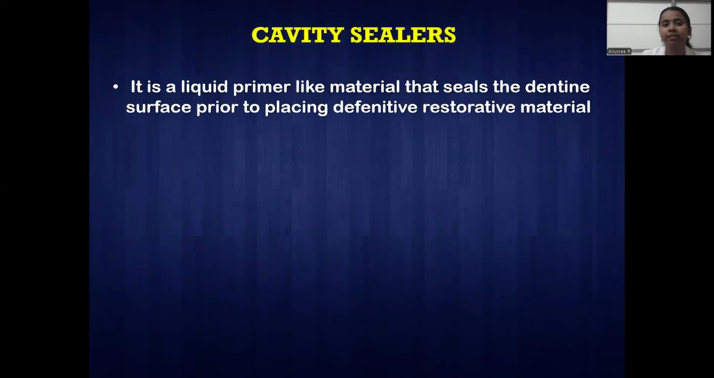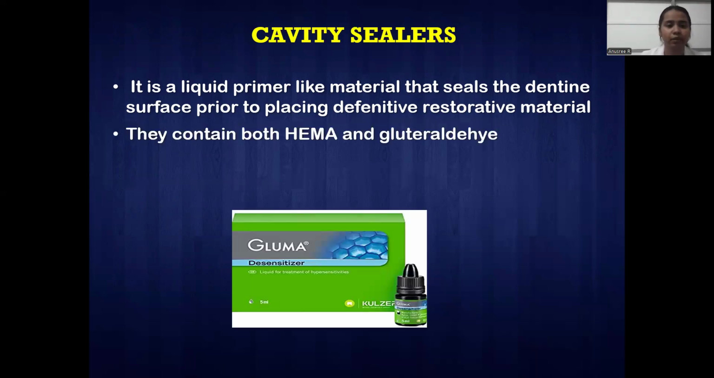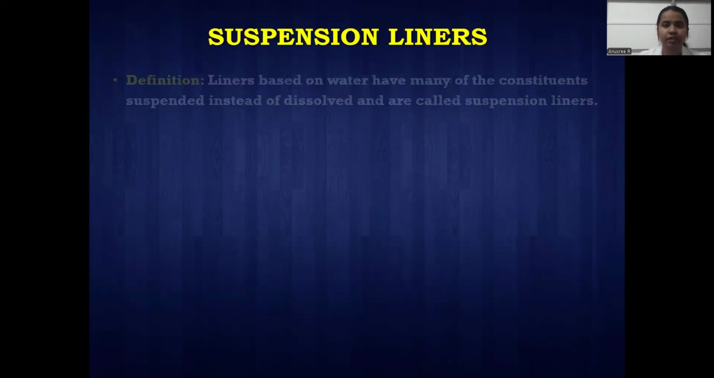Now coming to cavity sealers, these are liquid primer-like materials that seal the dentin surface prior to placing the definitive restorative material. An example is Gluma. It contains HEMA and glutaraldehyde. They are effective sealing agents for dentin.